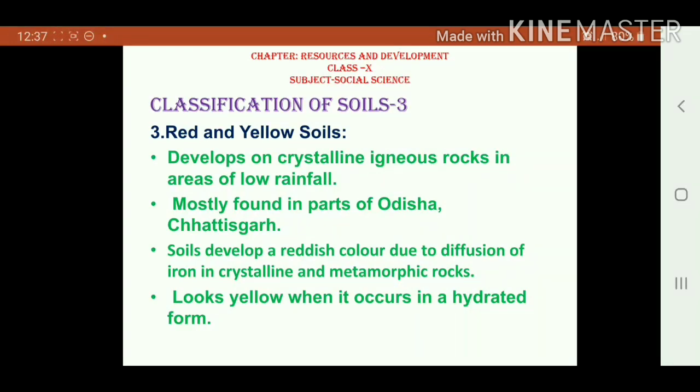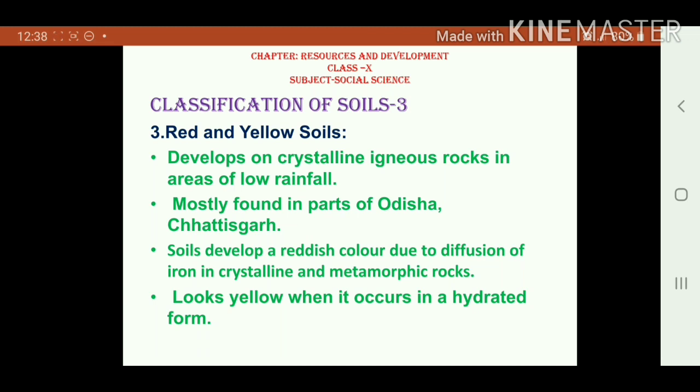The next category of soil is red and yellow soil, which develops on crystalline igneous rocks in areas of low rainfall. Number one. Number two, it is mostly found in parts of Odisha and Chhattisgarh. These soils develop a reddish color due to diffusion of iron in crystalline and metamorphic rocks. That is the reason that it is of either red color or yellow color.